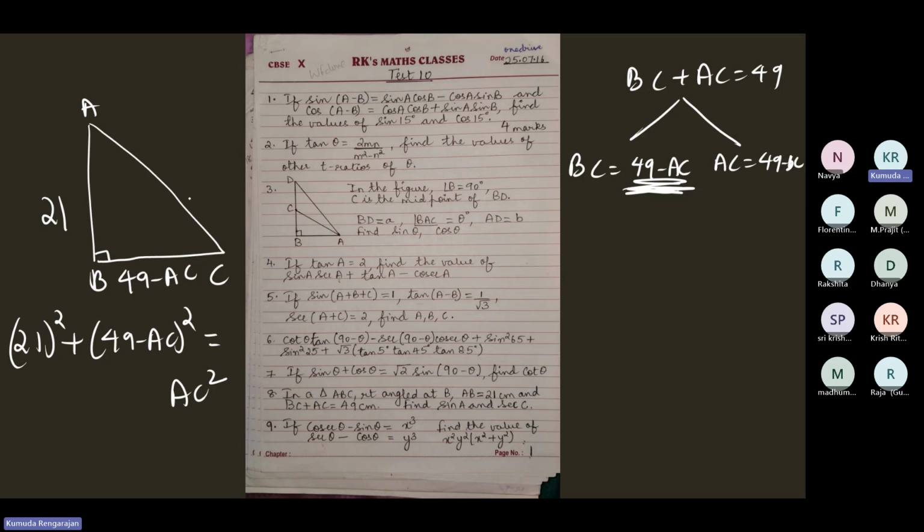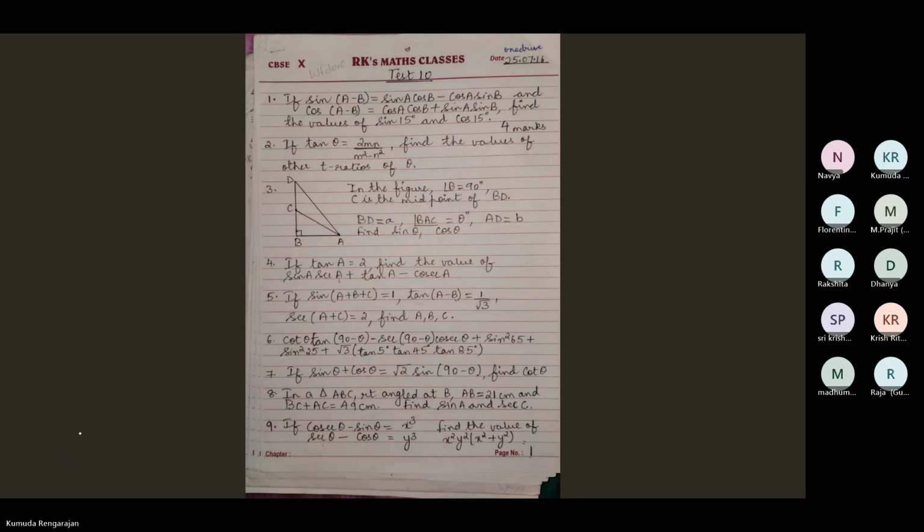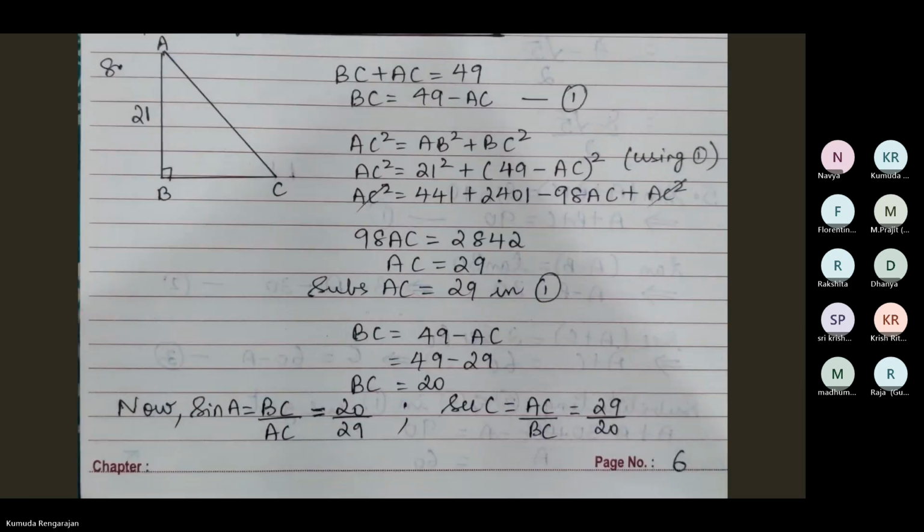Once you find AC, then 49 minus AC will give you the length of BC. And then once you have all the three sides of the triangle, you can find the values of sin A and secant C. So I've taken BC as 49 minus AC. AC is AC.